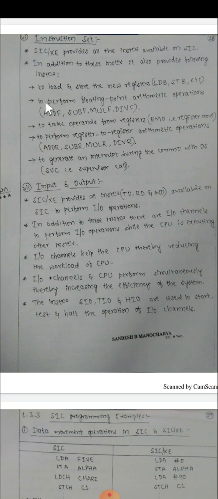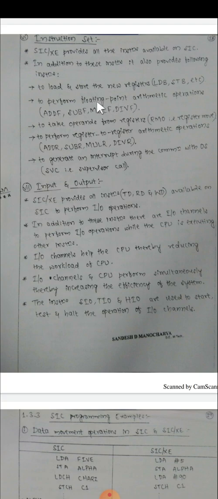Second type of instructions we can use in SIC XC are to perform floating point arithmetic operations like add F, subtract F, multiplication F, division F. We can observe here the instruction is ADDF. It is not only ADD, and it is not only SUB, it is SUBF. It is not only MUL, it is MULF. It is not only DIV, it is DIVF.